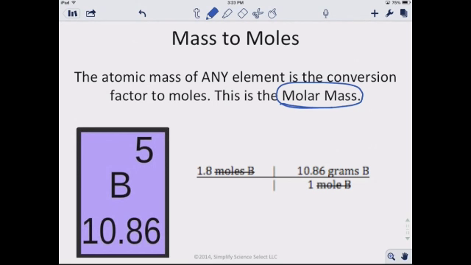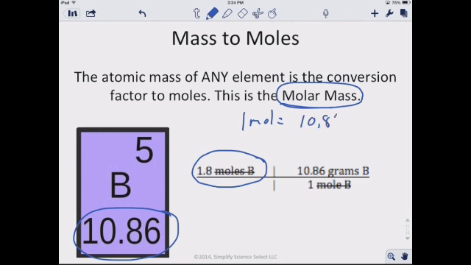So say I have 1.8 moles of boron, and I want to know how much mass that is, so how many grams that is. Well, we look on the periodic table, 1 mole is 10.86 grams. So 1 mole equals 10.86 grams. And look at what we did. We put moles on the bottom to cancel out that unit. That goes right there. And then our 10.86 grams goes on top. And we see that their units cancel, and we find out the mass of 1.8 moles of boron.